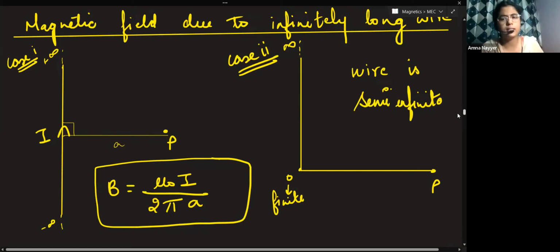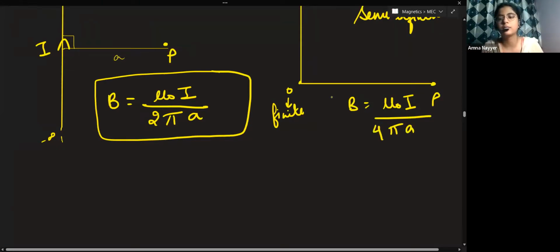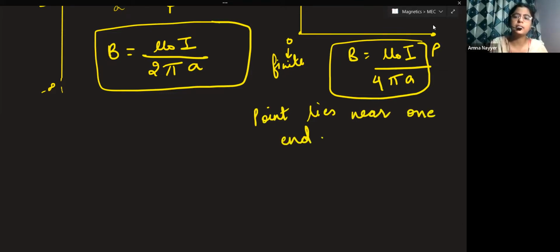So the formula is the same with a slight difference, so it's easier for you to remember. Mu naught I by 4 pi A. Instead of 2, just write 4. This is the formula of it. And again mentioning, this is valid when the point lies near one end.